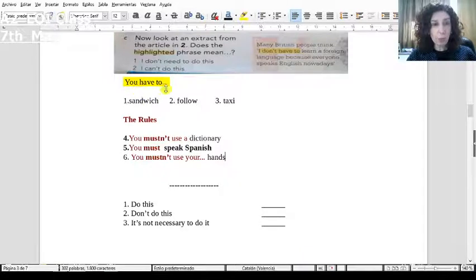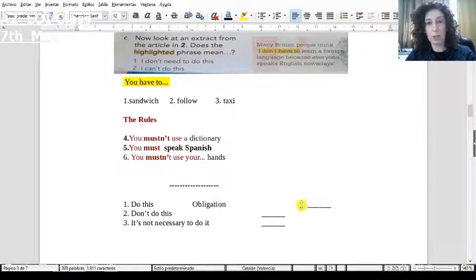Which are modal verbs, meaning do this. Feu això. Quin modal expressa que n'hi ha que fer això? Obligation. Quin serà? Quin expressa obligation? You have to order a sandwich, follow the instructions, molt bé, and get a taxi, then have to expresses obligation, and another one, you must speak Spanish.